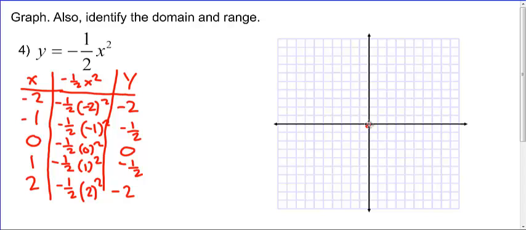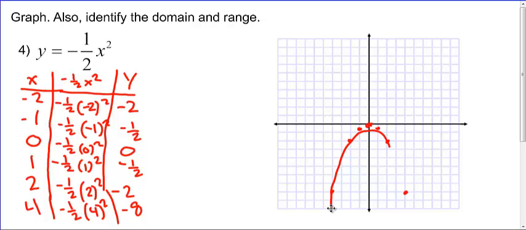All right, so again we have a vertex right here at the origin, -1 and -1/2, 1 and -1/2 are points. Also we have -2, -2, and 2, -2. It might have been smart to go ahead and include 4 in this. I kind of like doing 4 because it gives us that one extra space to see the shape a little bit better. 1/2 of 16 is 8. We need to make it negative, so it's -8 right there. And there would be a point of symmetry right across over there. So our graph would be something like this.